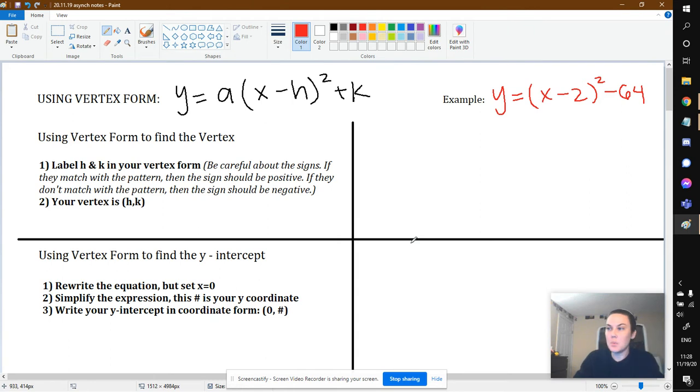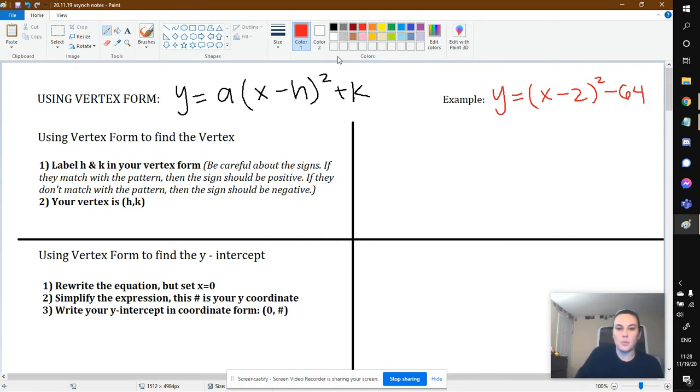At the last part of class, we previewed this, but I'm going to go over it step by step all together. The ways to use the vertex form of a quadratic in order to find the 4 key points of graphing the parabola, right? The parabola is the graph version of the quadratic.